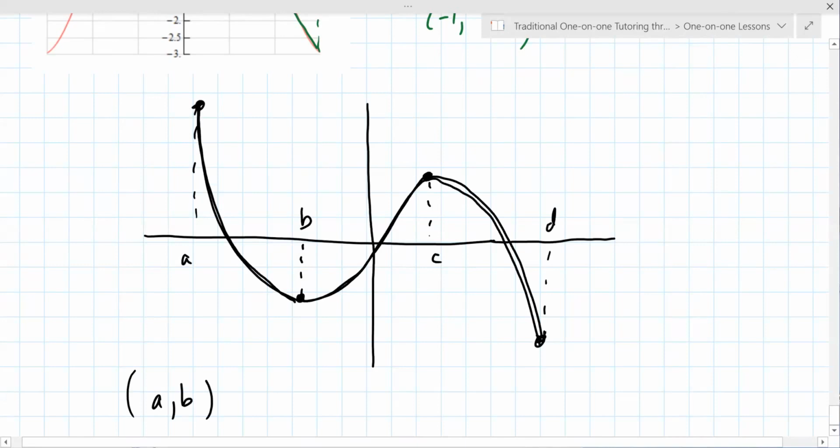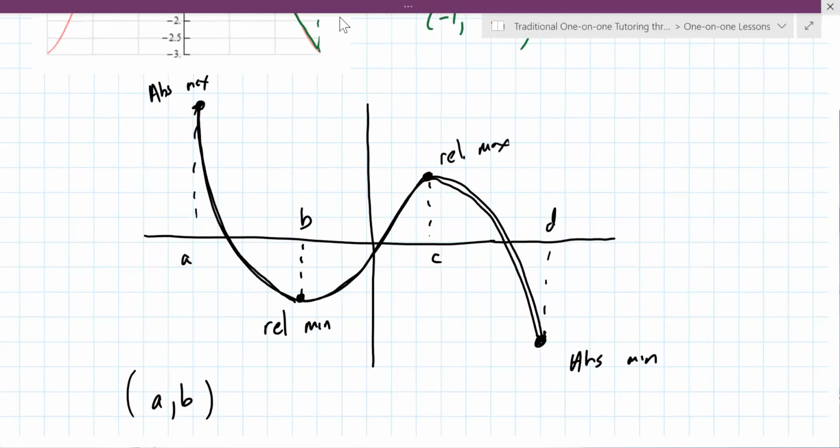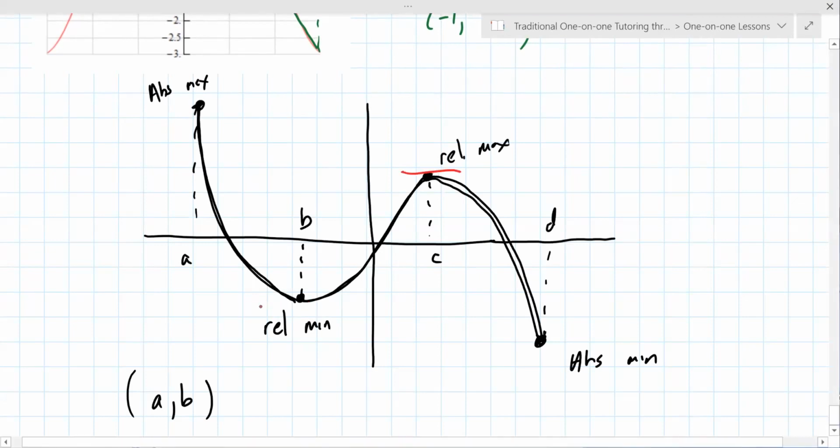Decreasing. This point up here is an absolute max because it's higher than everything else. This down here is an absolute min because it's lower than everything else. This right here, though, is a relative min because it's lower than the places around it. And this is a relative max because it's higher than the places around it. There's a horizontal tangent. I'll show those in red, here and here.